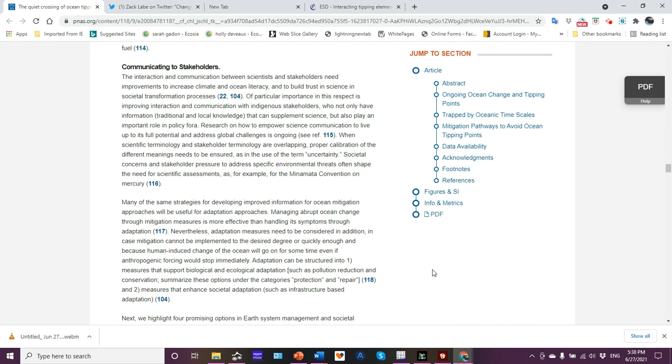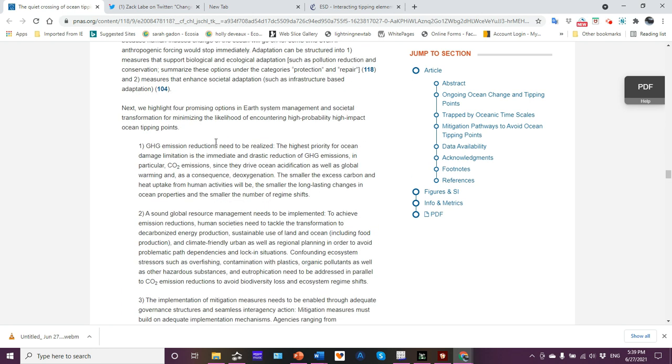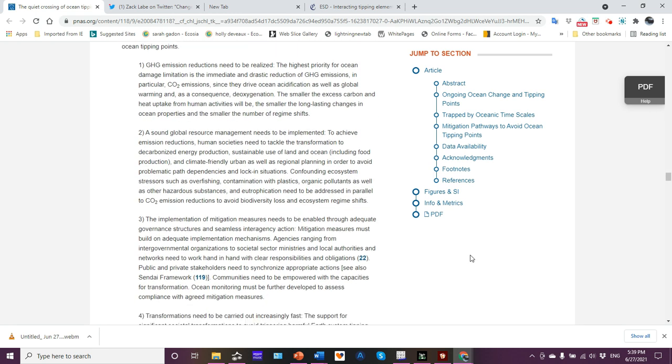That's for sure. And scientists also talk about uncertainty. Nothing's 100%. You want to identify the uncertainty. You also want to identify the likely probabilities. You also want to say what the causes of the uncertainty are and how they can be addressed. And they highlight four promising options in Earth systems management. Okay, so let's go through this.